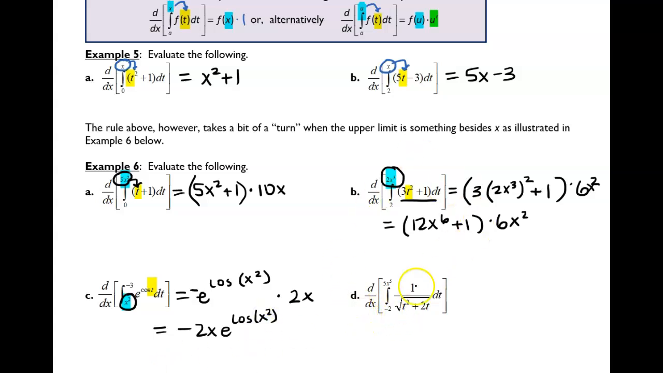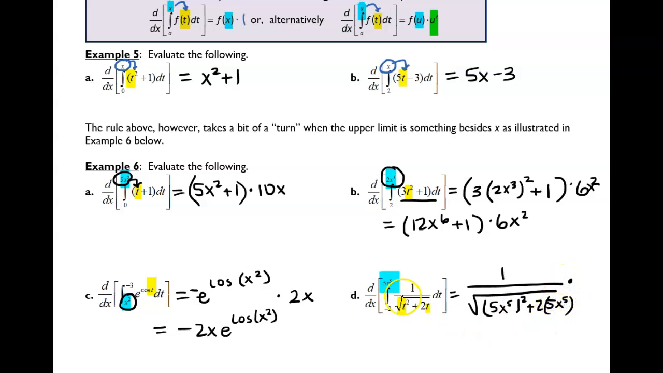Last one, part D. We're taking the derivative of the integral from negative 2 to 5x to the 5th, 1 over square root of t squared plus 2t. So I see that I have my function up here, 5x to the 5th, that I'm using. My t, pay attention that there's a t in two different places, t squared plus 2t. I have to replace both of those with a 5x to the 5th. So I had something squared plus 2 times something. Both of those somethings are 5x to the 5th.